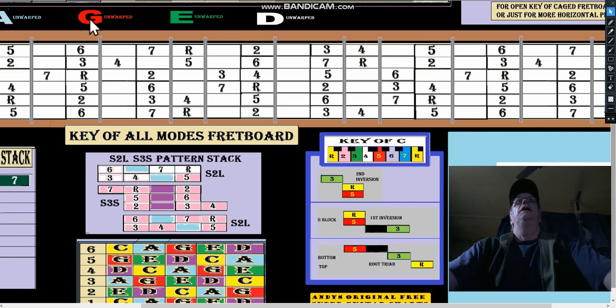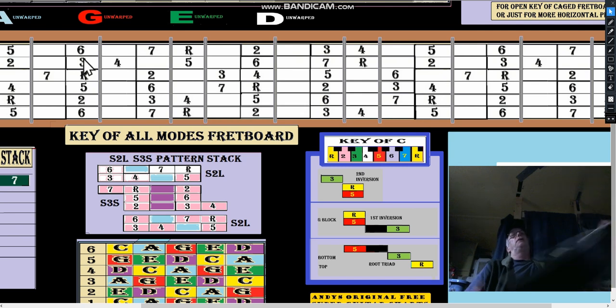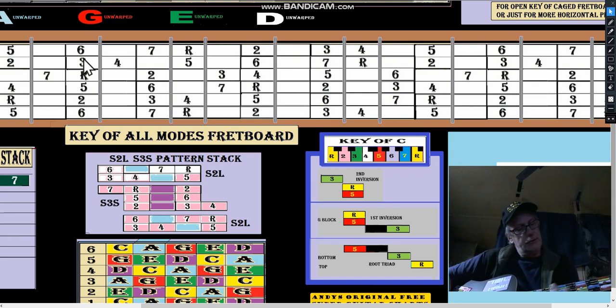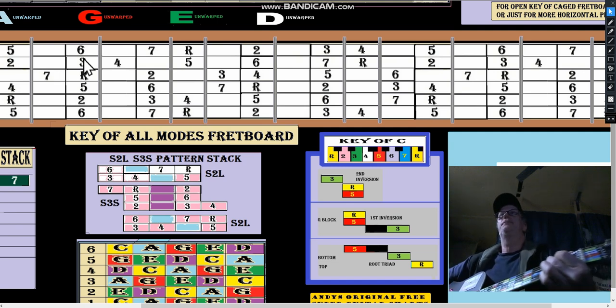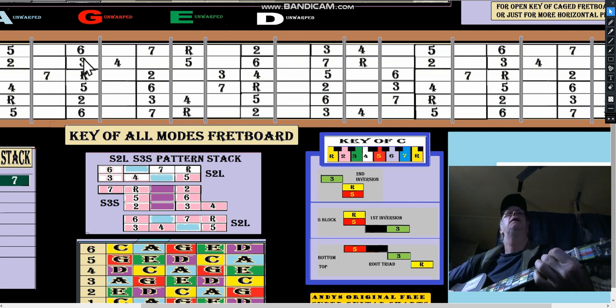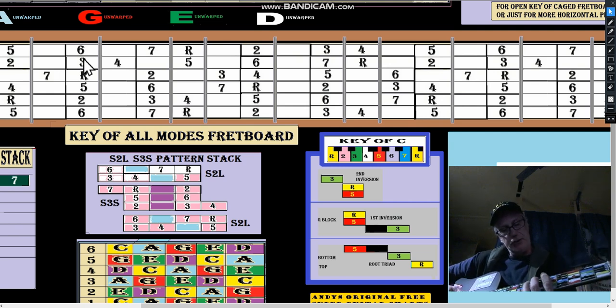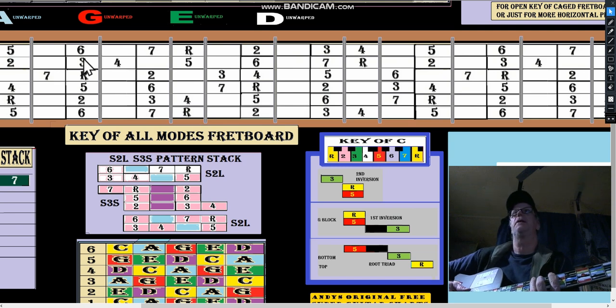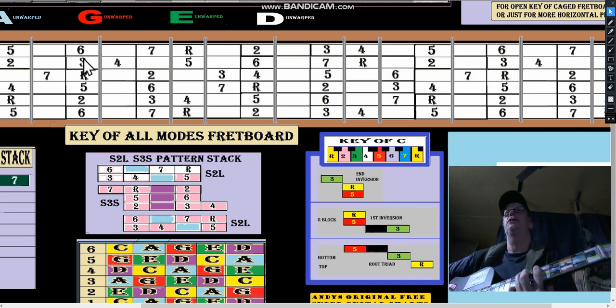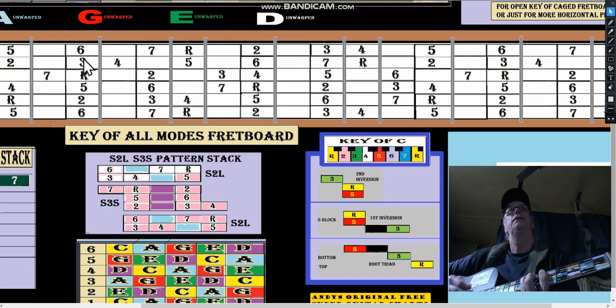So G is another good one, because guess what? We've got root, 3, 5, we've got 3, 5, root, and we've got 5, root, 3. It's just a little difficult to get that with your G shape. Okay, so here's the G shape, open G shape. But we could also do G position of C up here. So I'm not playing open strings when I'm showing you this. I'm actually pressing down on notes.